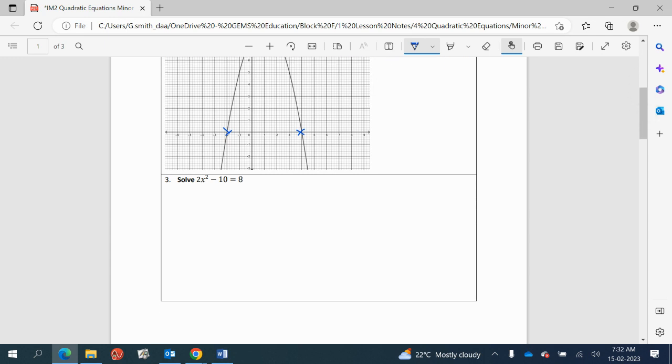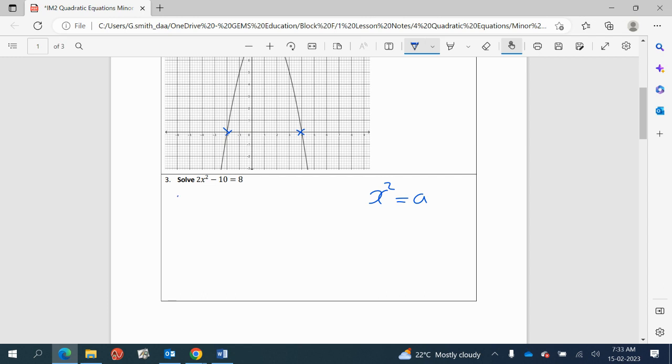Okay, this third equation. What I see in this equation is it doesn't have an x term. So if it doesn't have an x term, one of the easiest ways to solve it is to use square roots. So I'm going to rearrange and aim for the form x squared equals a. I'm going to aim for this form.